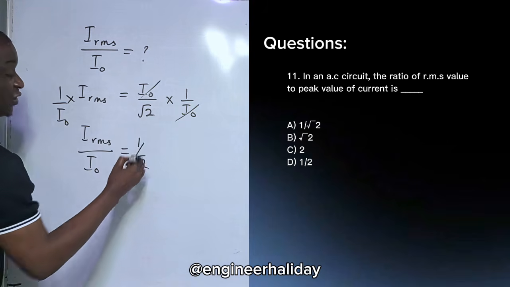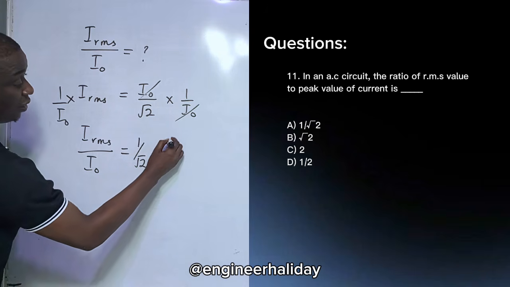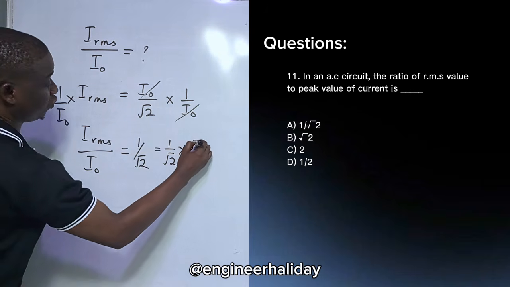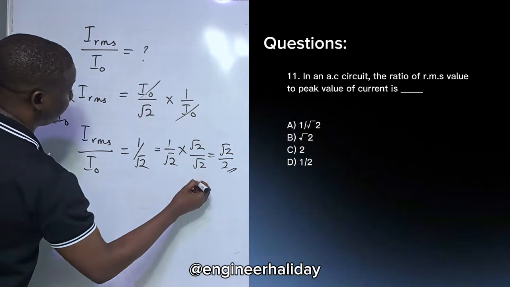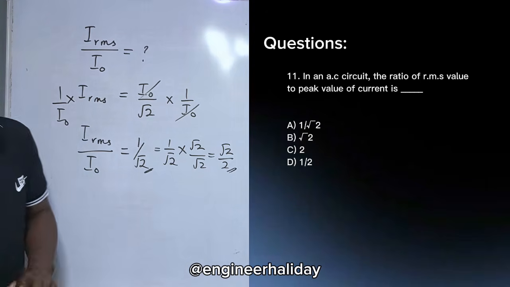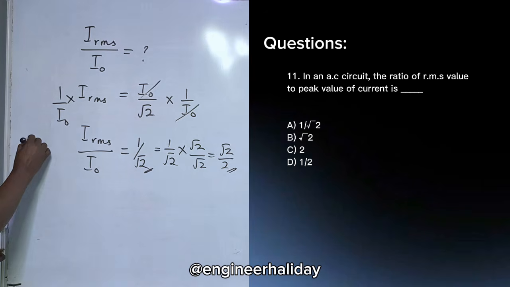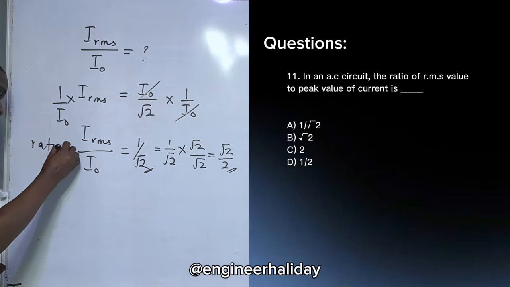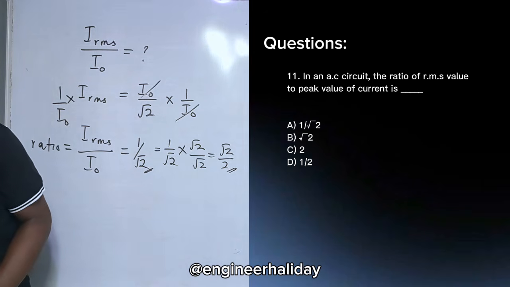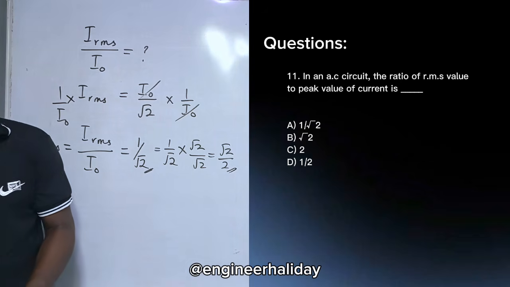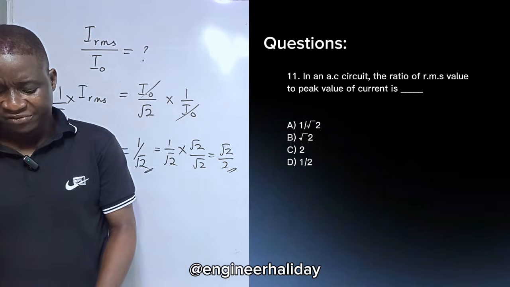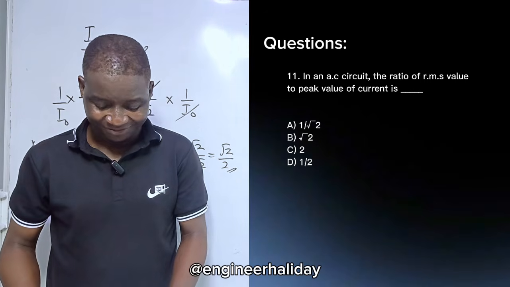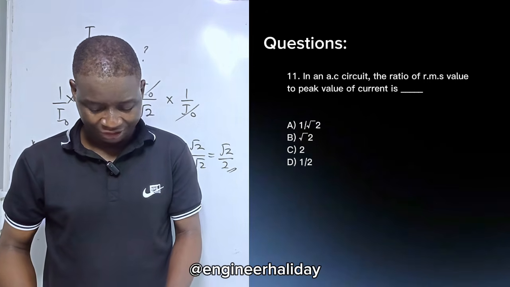What I would have is IRMS over peak current equal to 1 over root 2. If this one is not there, you can rationalize it: 1 over root 2 times root 2 over root 2 will give us root 2 over 2. If this one is not there, this one will be there. This is the ratio of IRMS to peak current. They said, in an AC circuit, the ratio of RMS value to peak value of current is dash.